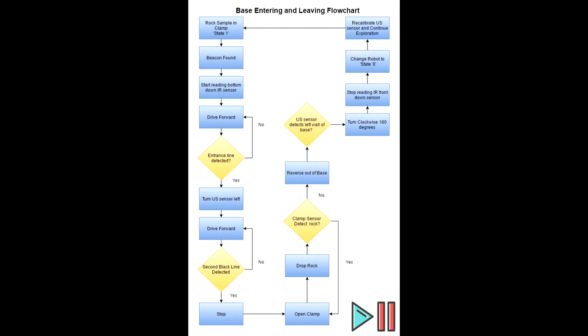Once the robot reaches the beacon, it checks for the black entrance line on the ground. It enters the base and drives forward towards the drop-off location at the lab. It drops the sample and drives in reverse to exit. It then positions itself so that it can continue exploring.